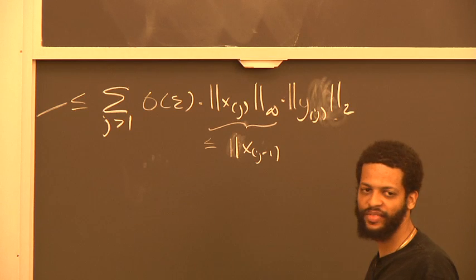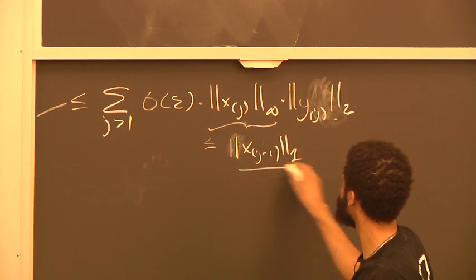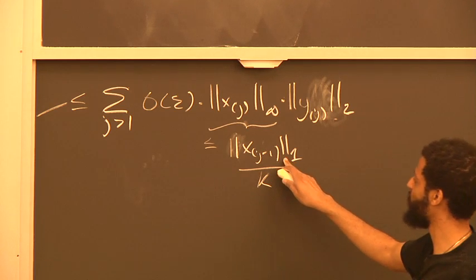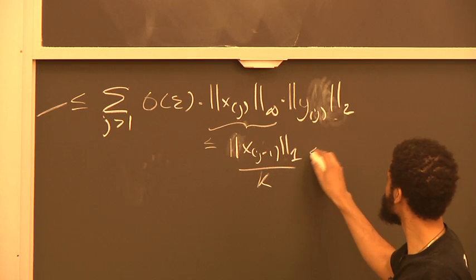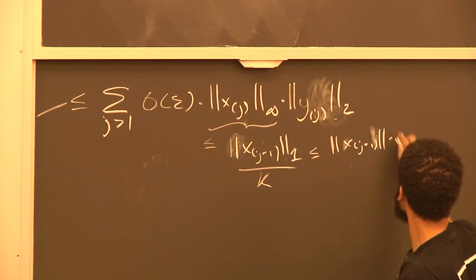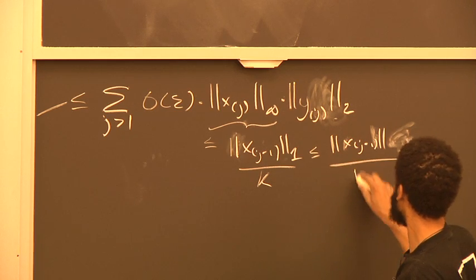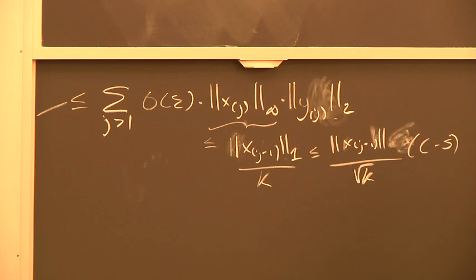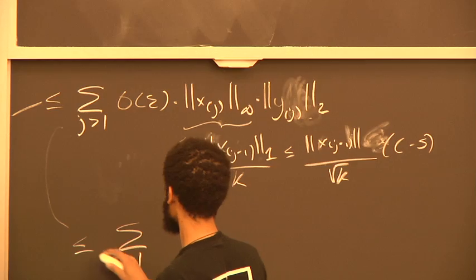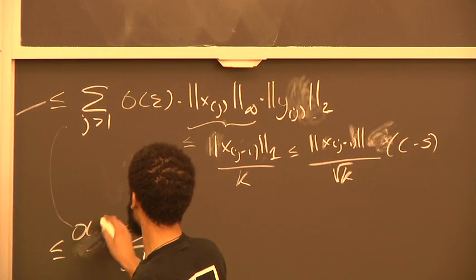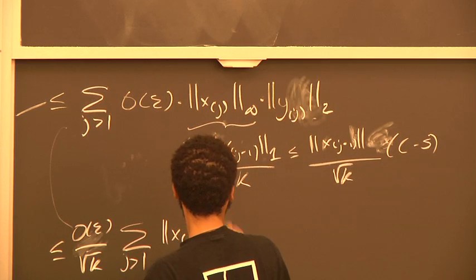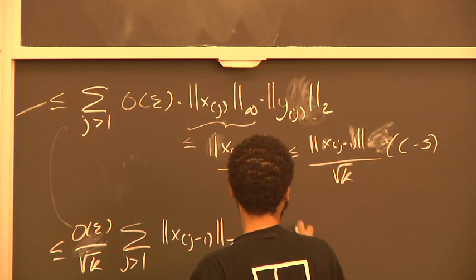So it's at most the largest guy in the previous block. So it's at most the average of the guys in the previous block. Right? And then by Cauchy-Schwarz, the L1 norm is at most root k times the L2 norm. So this is at most x_{j-1} times root k, or over root k, by Cauchy-Schwarz. So this thing here is at most the sum over j bigger than 1 of O of epsilon over root k now, the L2 norm of x_{j-1} times the L2 norm of y_j.